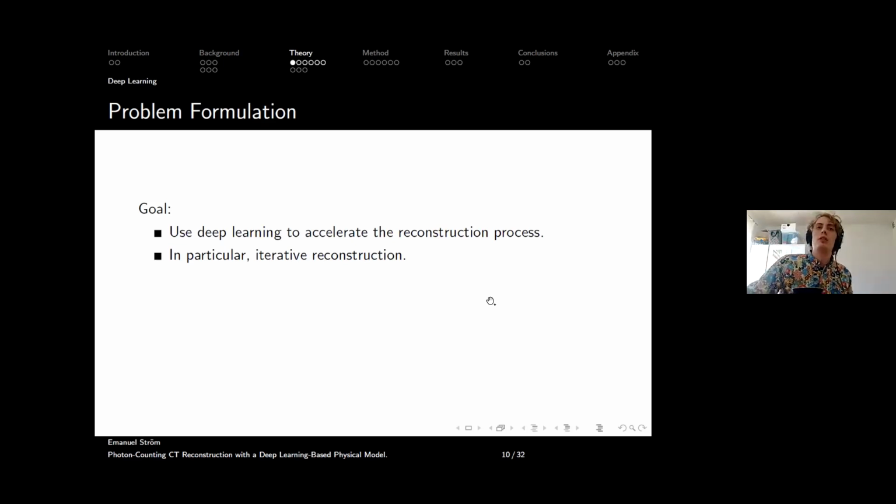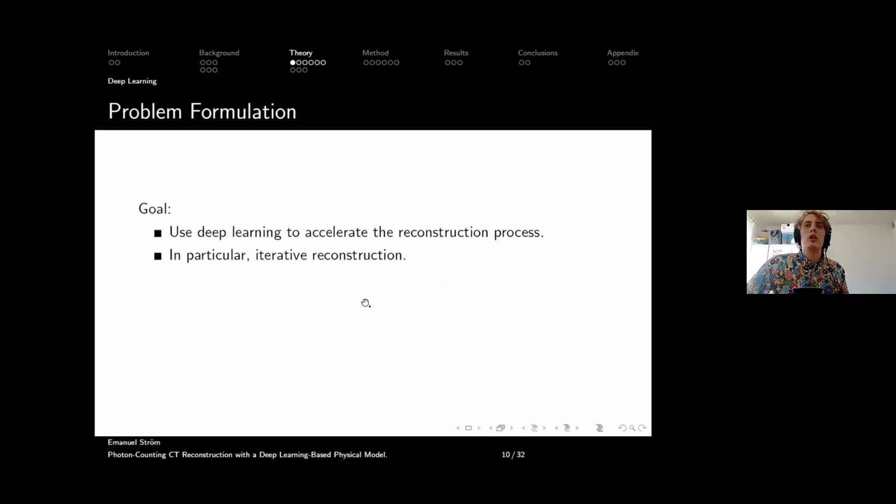So there are many types of reconstruction. Recently there have been deep learning reconstruction methods, and you also distinguish between two-step and one-step reconstruction methods, and I'm not going to go too much into detail on these. Just to say that we have chosen a very particular framework for reconstruction, iterative reconstruction.